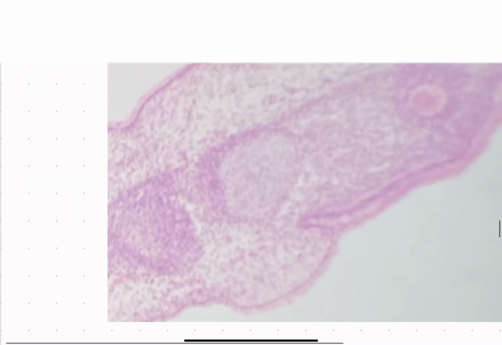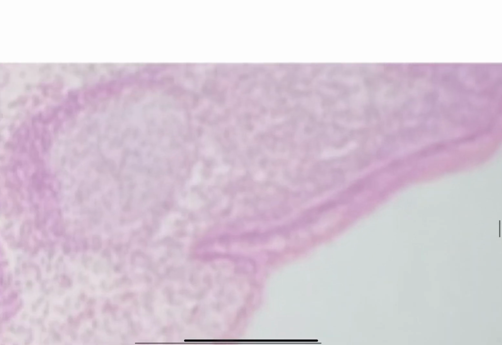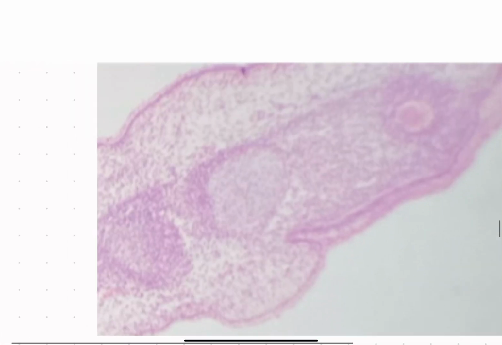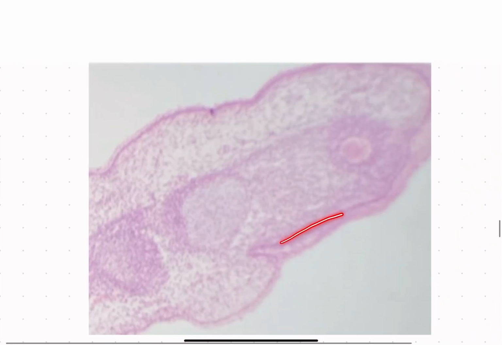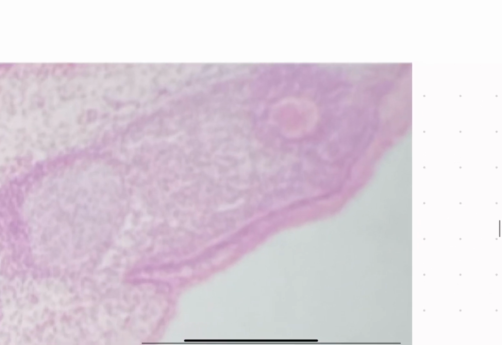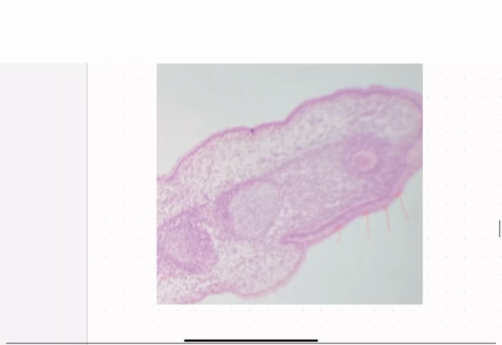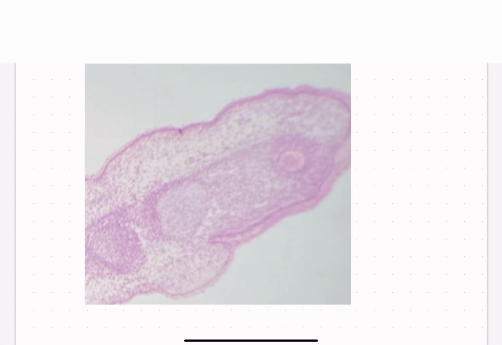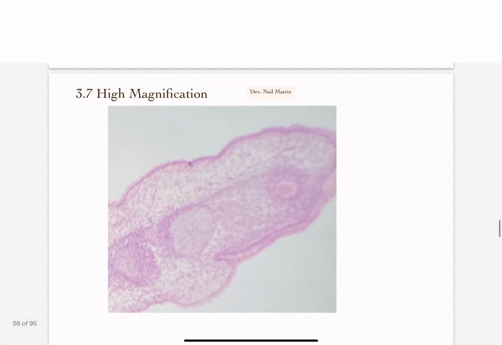Zooming in, we see that indent, all of that dark area known as the developing nail matrix. The lighter area is the developing nail root. And then we have the developing nail bed where the nail sits on. This pinker or redder area could be the developing nail, but usually we don't really see it in slides like these. Of course, the nail fold as well.